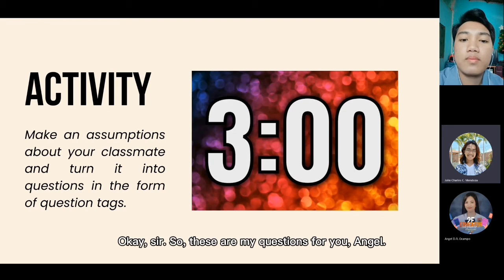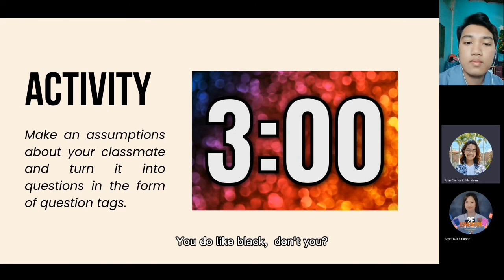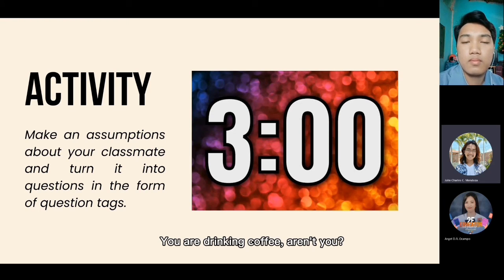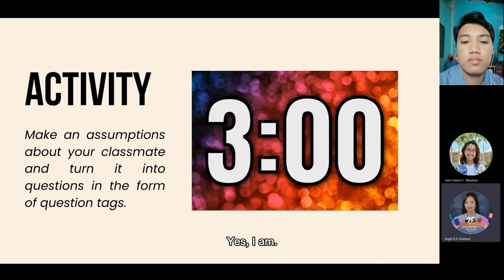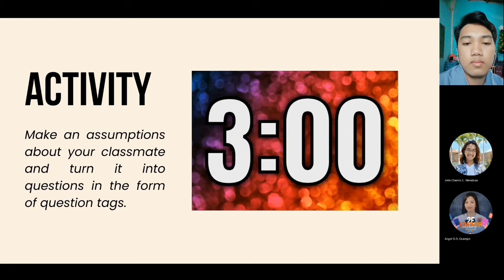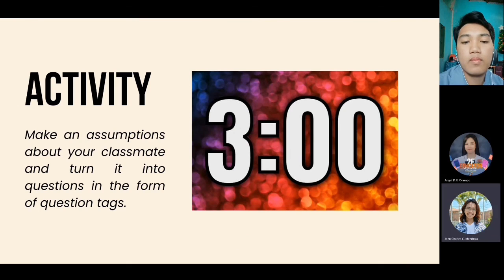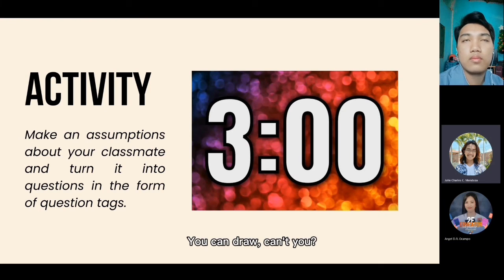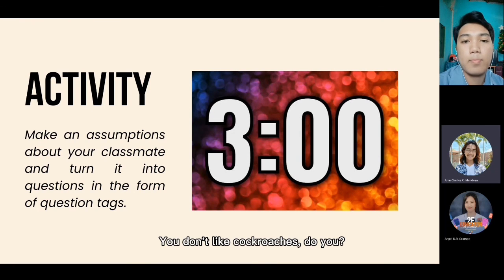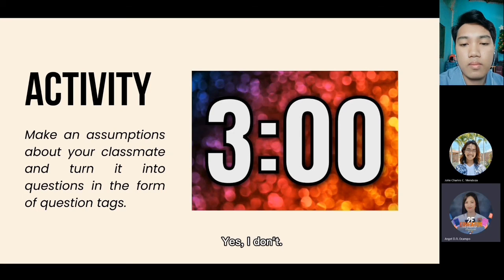Okay. Now, John Charles, it is your turn to ask your questions to Angel Ocampo. Okay, sir. These are my questions for you, Angel. You do like black, don't you? Yes, I do. Second question, you are drinking coffee, aren't you? Yes, I am. My third question, you are from Pulilan, aren't you? No, I am not. My fourth question, you can't draw, can you? No, I can't. You don't like cockroaches, do you? Yes, I do.